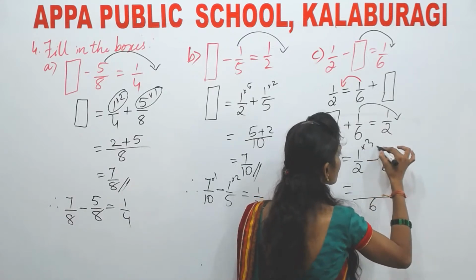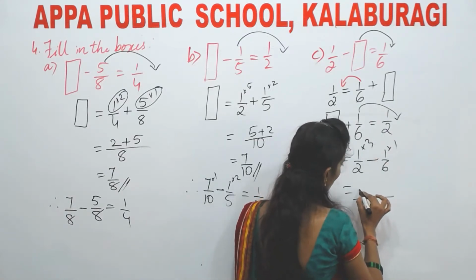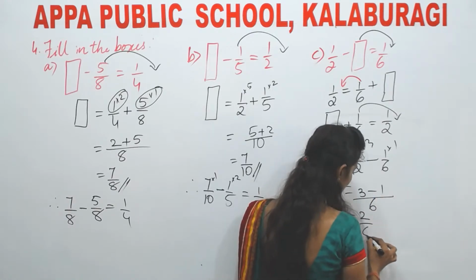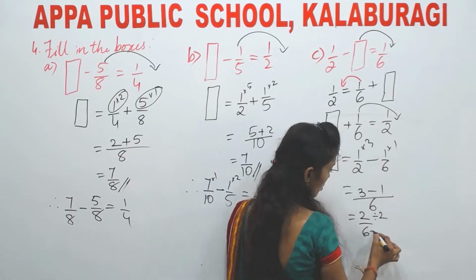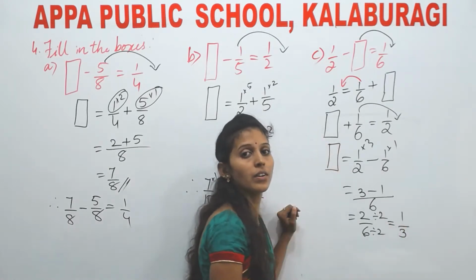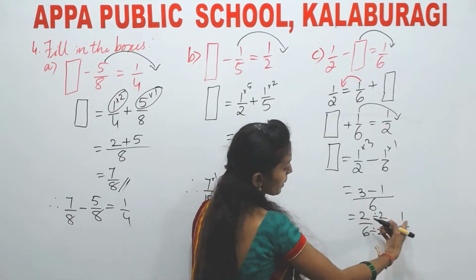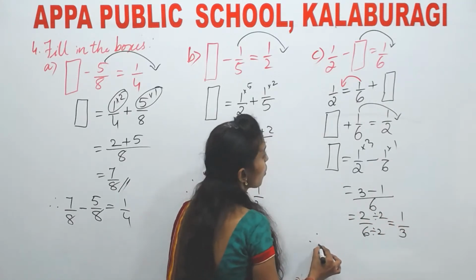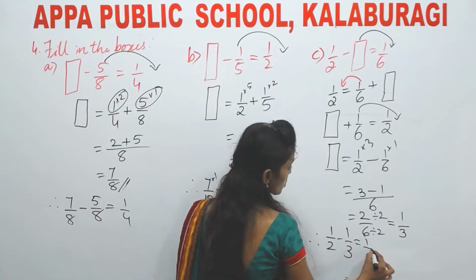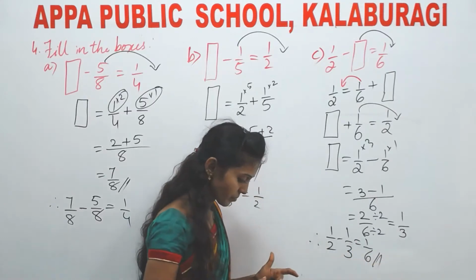2 threes are 6, 6 ones are 6. So you will get 3 minus 1. That is 2 by 6. Both are divisible by 2. Right? So 2 ones are 2, 2 threes are 6. So the box value is 1 by 3. Therefore, 1 by 2 minus 1 by 3 equals 1 by 6 is the solution.